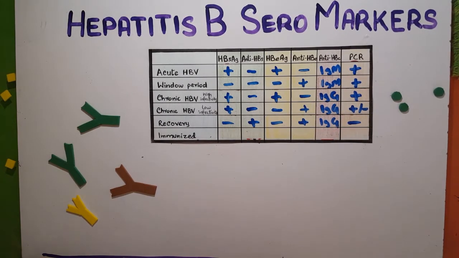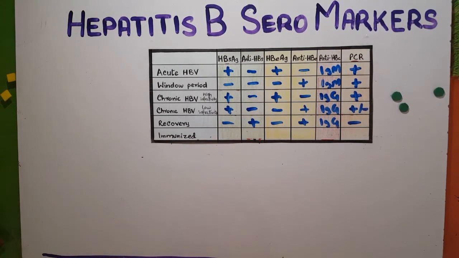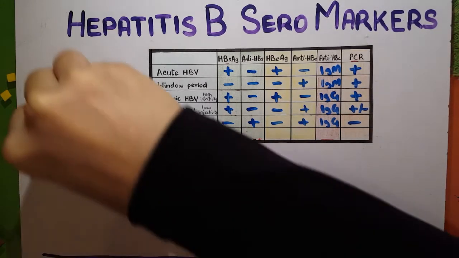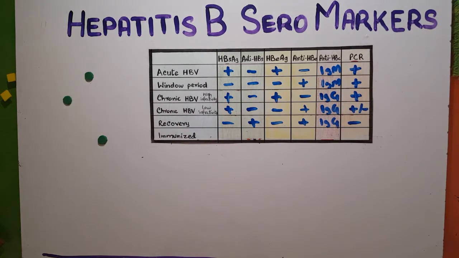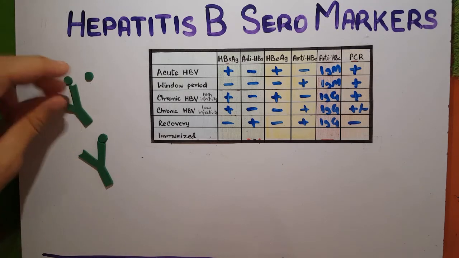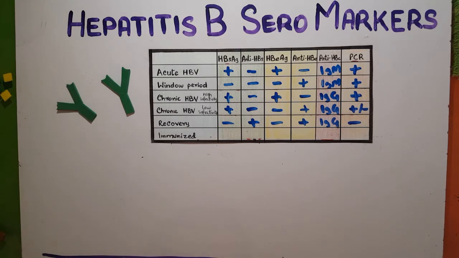So coming to our last scenario, which is immunization. So in hepatitis B immunization, what happens is that we do not give the whole virus in attenuated form as vaccine. Rather, the vaccine of the hepatitis B is genetically engineered and it contains hepatitis B surface antigens only. So antibodies are formed against the surface antigens only, and these antibodies destroy all the antigens, and ultimately we have only the hepatitis B surface antibodies in our plasma.